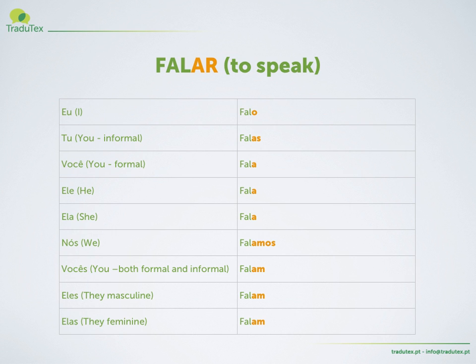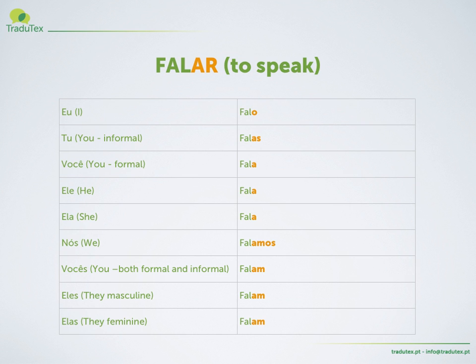So we have the verb falar in every subject. So eu, meaning I, is falo. Tu, and tu, it's our informal you, is falas. So this S at the end, it's the ending for the tu form, and because we have an S at the end, we have to do a soft sh at the end, so something like falas.